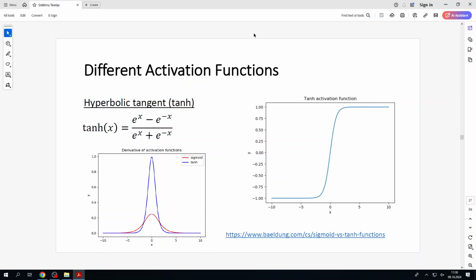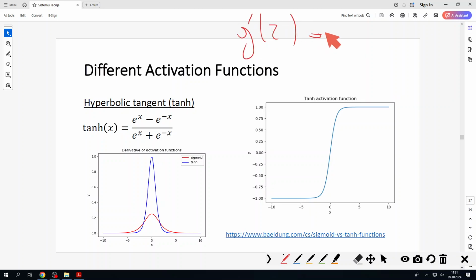So this is our, so in a sense, let's say g of z derivative, and this is our g of z. That means you are going to take this and calculate its derivative over x and get this formula, yes?